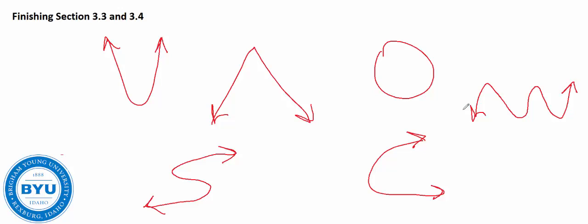Okay, looking just at these graphs, which one would not be a function? Which one would fail the vertical line test? Let's take a look. Well, this one here, if I draw vertical lines through it, notice that the vertical line only touches it once. This is a function. It passes the vertical line test.